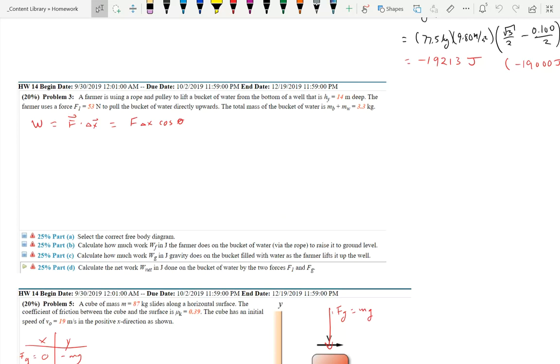So he's being unwise. Our equation is work is equal to force dot delta x, right? The parallel components are force delta x cosine theta. So for the farmer, we have the force, 53 newtons, in the same direction as the motion. So it's just 53 newtons times 14 meters. Then for the next one, calculate the work done by gravity. Well, the force of gravity is mass times g, times the height, 14 meters.